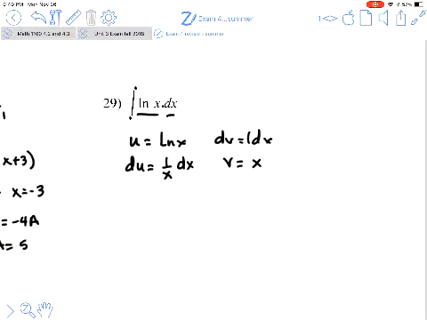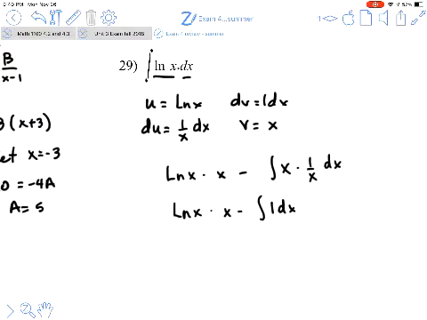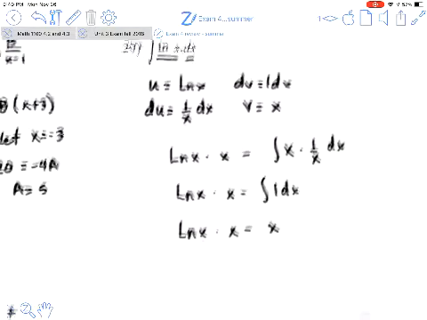So now we use the integration by parts formula. U times v minus the integral of v times du. And then the x's here would cancel. So that's just the antiderivative of 1 dx. And the antiderivative of 1 dx is x.